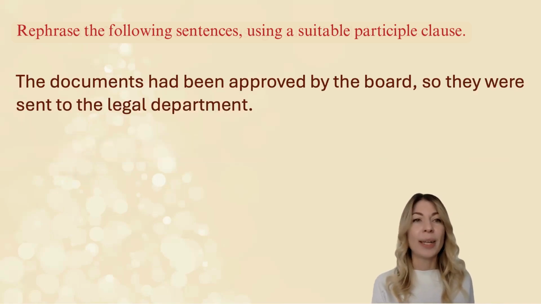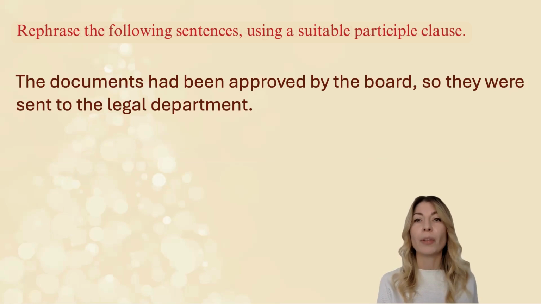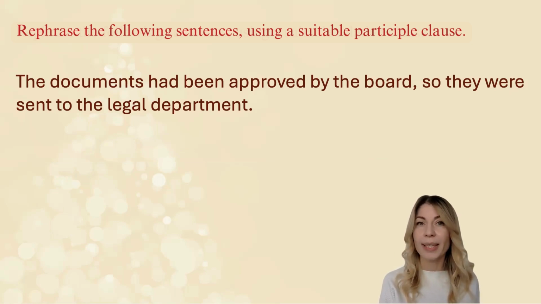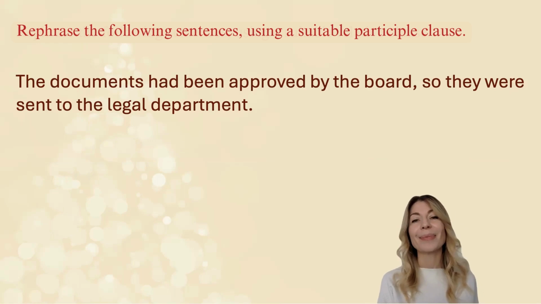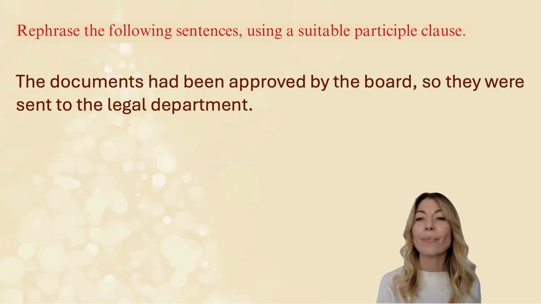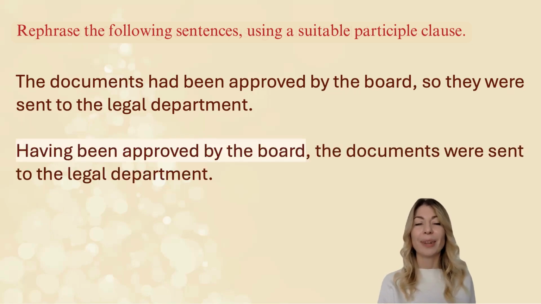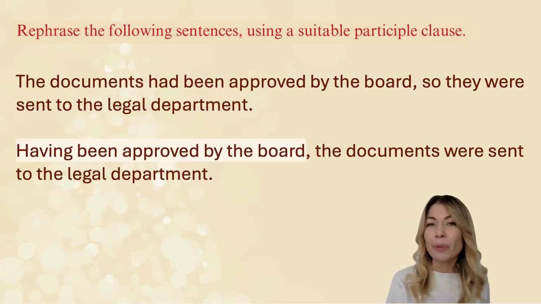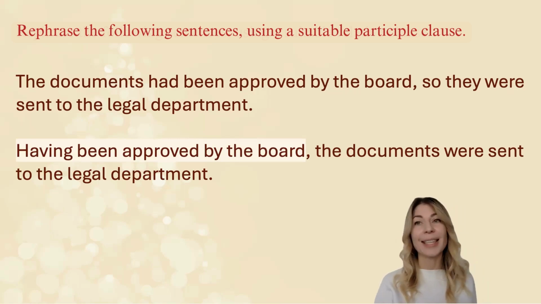All right, look at this one. The documents had been approved by the board, so they were sent to the legal department. Okay, brilliant. I hope you have this one. Having been approved by the board, the documents were sent to the legal department. And this is a perfect participle form as well. However, this time it's passive because we see clearly in the first sentence we have the perfect passive form. And having been approved by the board is our rephrased sentence.